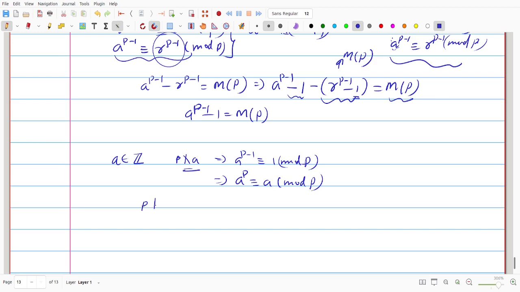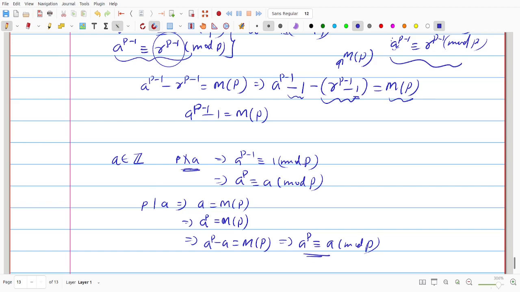If P divides A, what is the meaning of this? A is a multiple of P. Obviously A square, A cube, any power of A is a multiple of P. So in particular, A raised to P is a multiple of P. Then the difference, A raised to P minus A, is also a multiple of P. Consequently, you can get A raised to P is congruent to A mod P. So in any case, whether P divides A or P does not divide A, you will get A raised to P is congruent to A mod P. Okay, this is what we call the little theorem of Fermat.